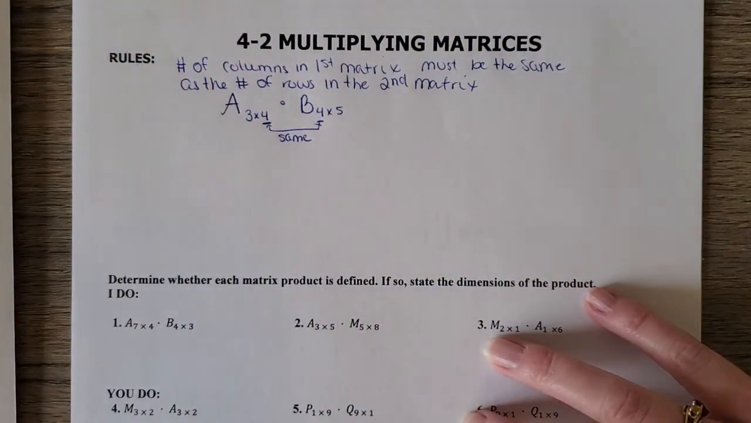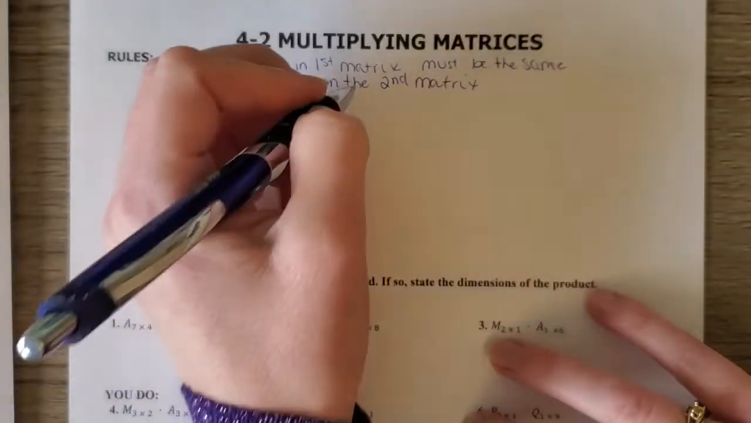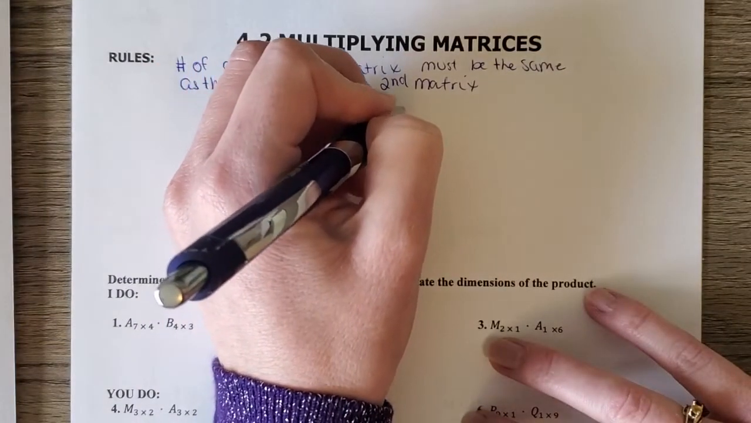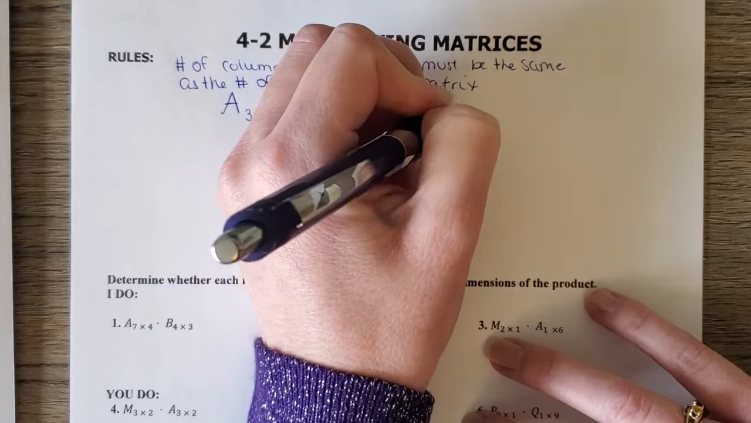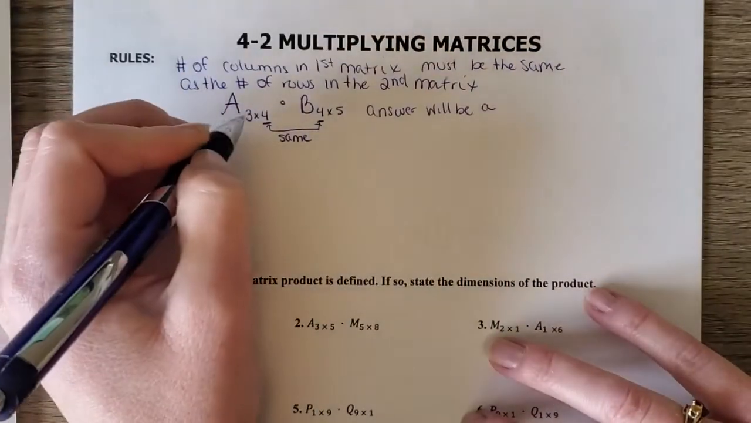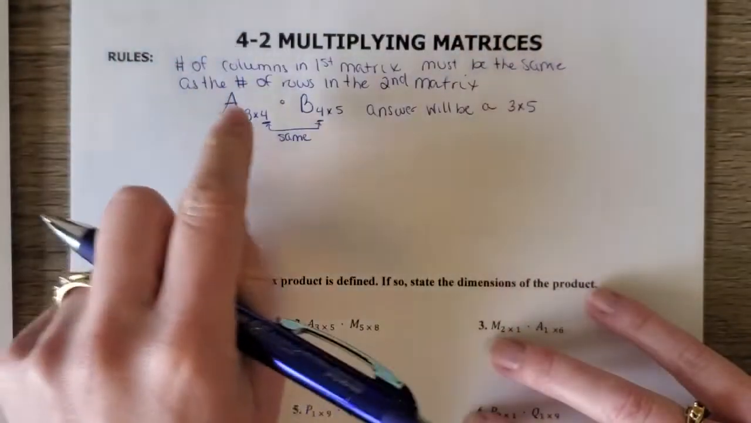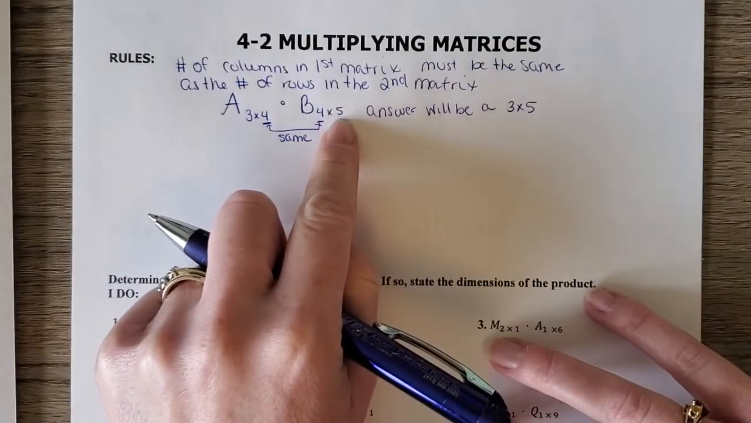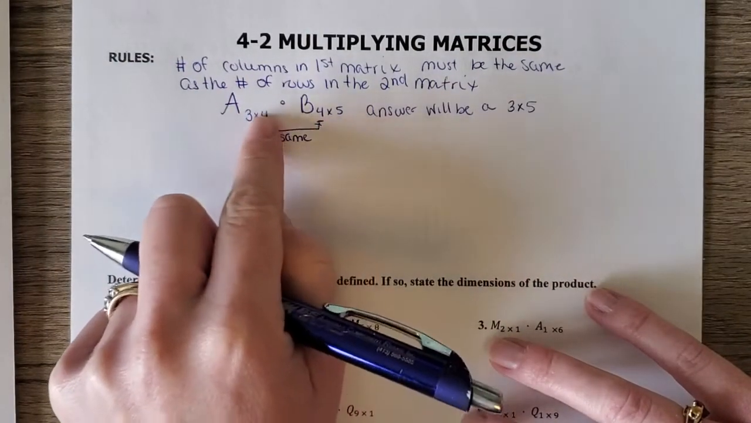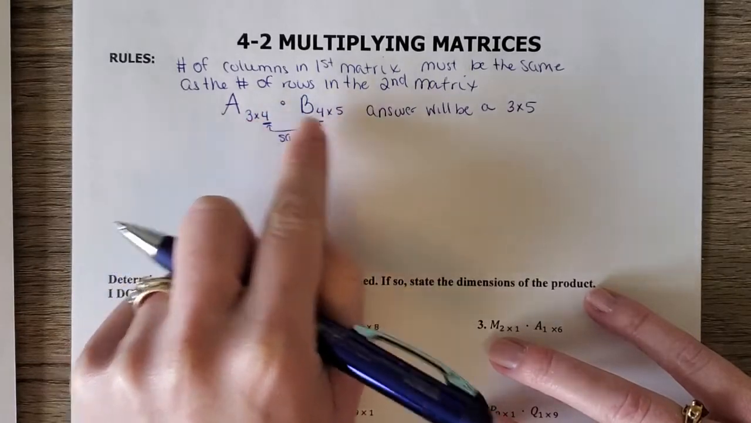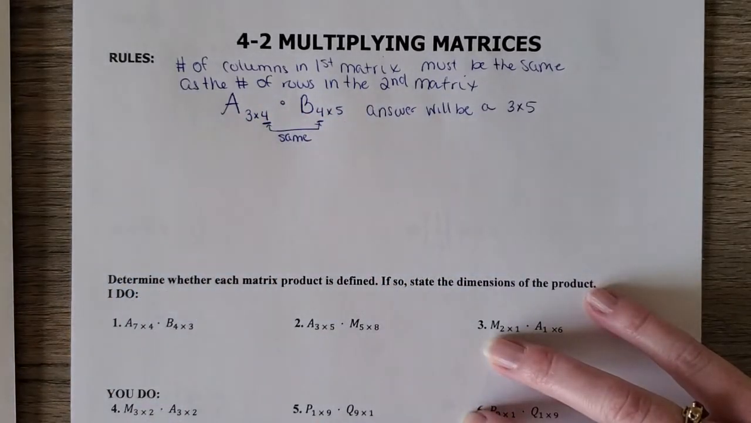And if they are the same, the answer will be, if you take away the 4s, a 3 by 5. So 3 rows by 5 columns. These are the same, so we do a 3 by 5. Our answer is going to come out to be a 3 by 5. If it doesn't, you kind of know you made a mistake. Okay, so that's the general rules.